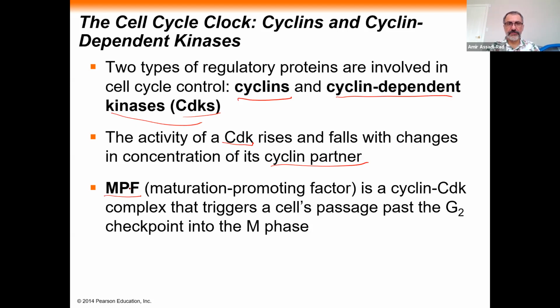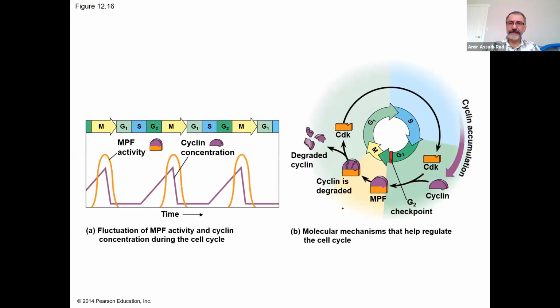Okay, the MPF, today I'm reading everything backward, MPF, maturation promoting factor, is a cyclin-CDK complex that triggers cells to pass the G2 checkpoint. Here they're talking about, I'm not too crazy about these things too much, but here is a picture of a cyclin, and here's a picture of the enzyme CDK. And when they are together, it is called MPF, okay?